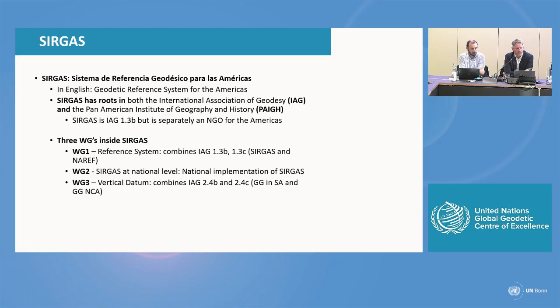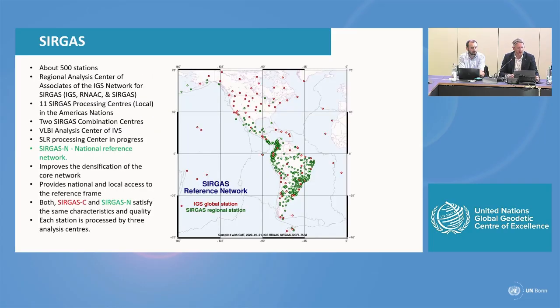And it's got 3 different working groups that they have involved at the moment. One's working on reference system. The second is around SIRGAS at the national level. So how do we, as we were talking about here, how do you do these country realizations or implementations? And then the third working group is around vertical datums. And they're a very active network. They have over 500 stations, regional analysis centres, combination centres. They've got a VLBI analysis centre, SLR processing centres.